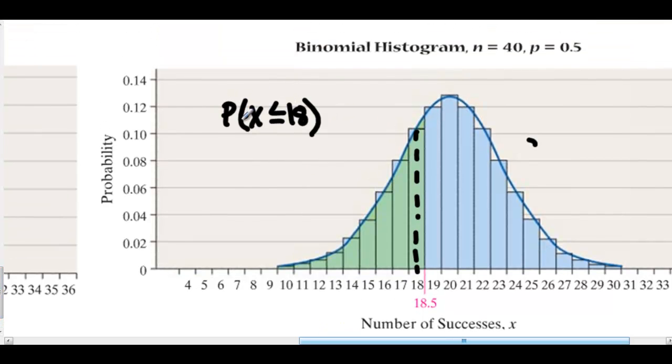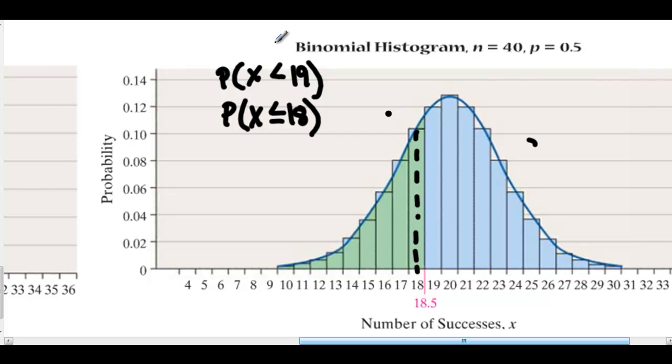Just to point it out, having 18 or fewer successes, I could have also said the probability that x is less than 19. Because we're talking about binomial experiments, everything is in whole numbers, because we're only talking about the number of successes. So if I said less than 19, it has to be 18 or fewer.